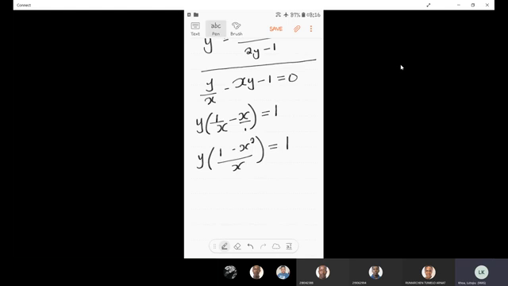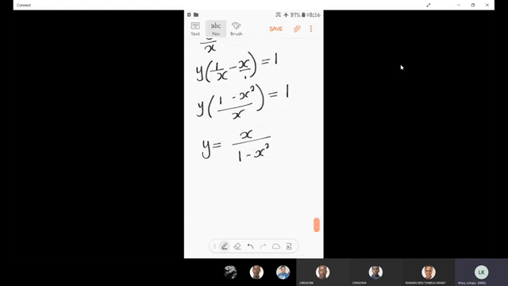1. So the denominators, I need to make them the same. So when I change this fraction to have a denominator that is equal to x, in the numerator I end up with x squared. Then making y the subject, I have y is equal to x over 1 minus x squared. Then to work this out, I just use the quotient rule.